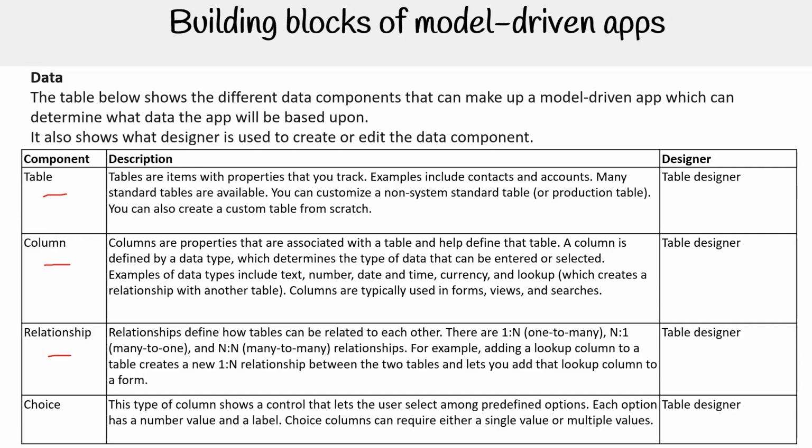Relationships define how tables can be related to each other. There are one-to-n relationships. For example, adding a lookup column to a table creates a new one-to-n relationship between the two tables and lets you add that lookup column to a form.